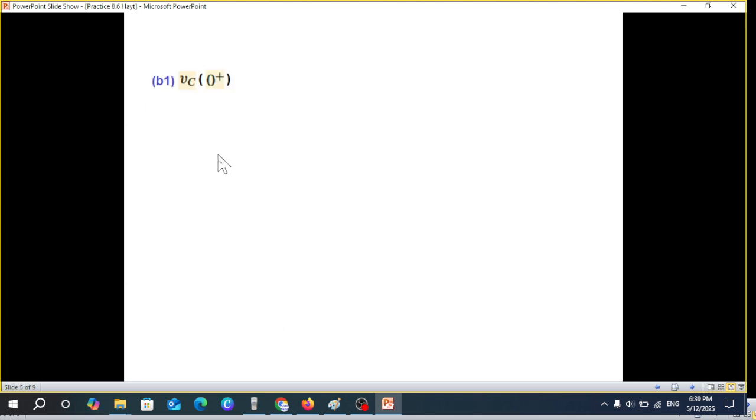Coming on to part B1, we have to now find VC0 plus. This concept you have to be clear about here. Now if this is the circuit, let's say the input we are applying is a step function here, but the inductor or the capacitor will not charge instantaneously. They take some time. And so there is a rule that if this is the point 0, then the capacitor voltage at time 0 plus will be the same as the capacitor voltage at 0 minus.